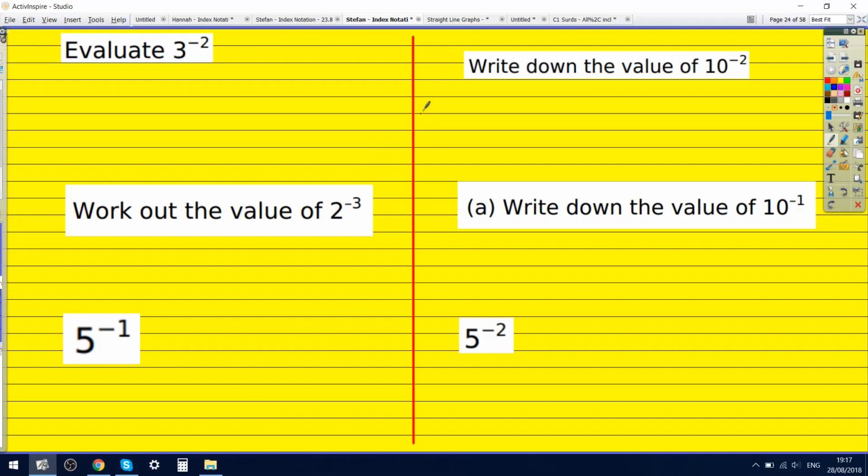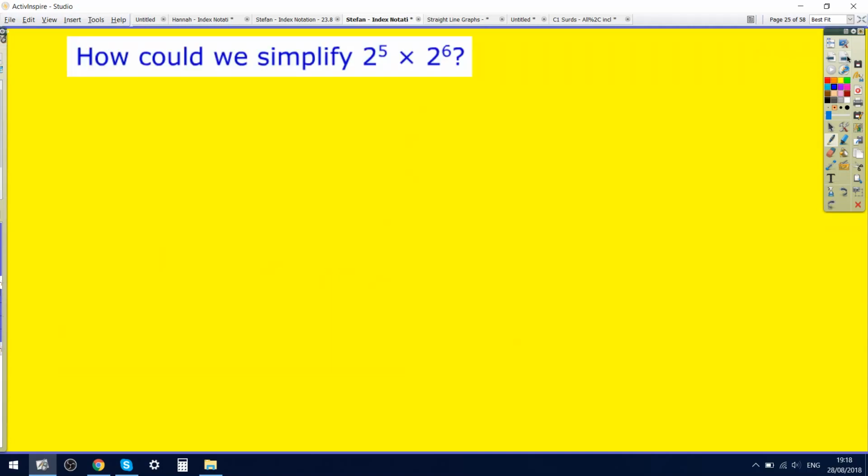Exam questions. Let's see. Yeah, these are all weird. What would be this one here? What would it be as a fraction in its simplest form? Yeah, that's it. That's the most difficult of those. This one.